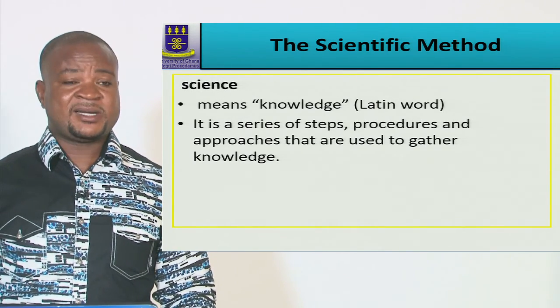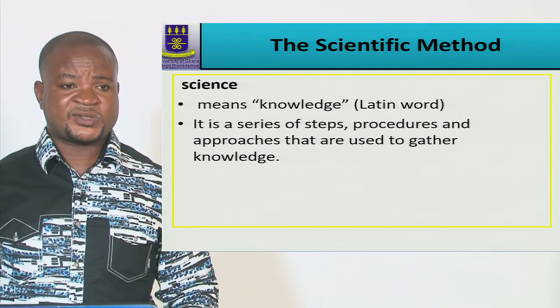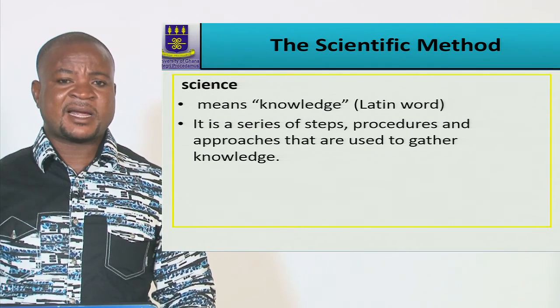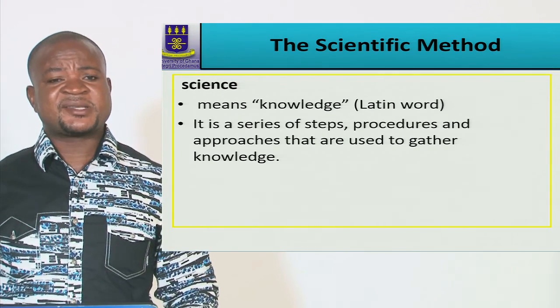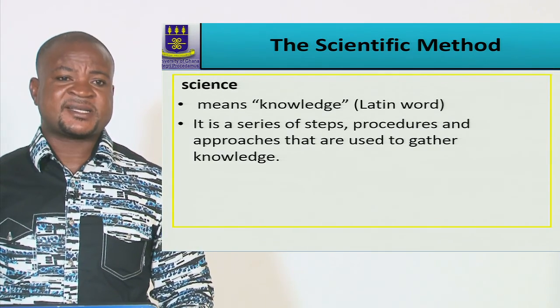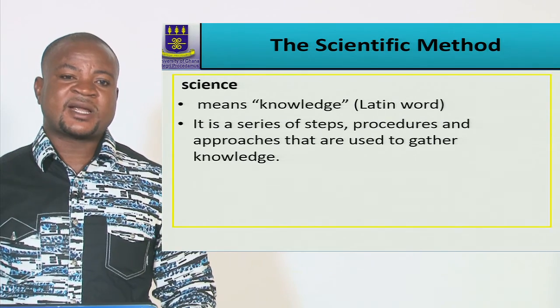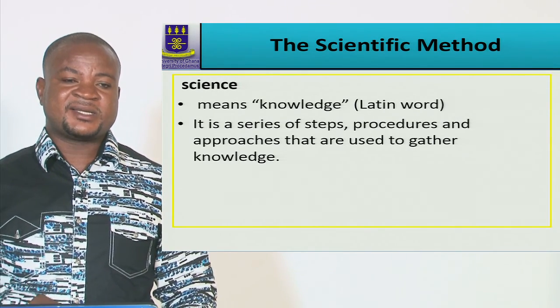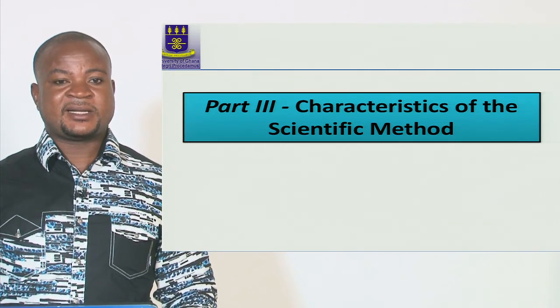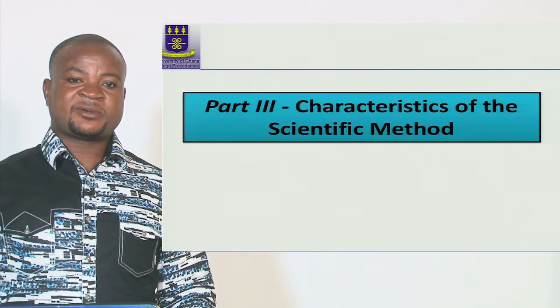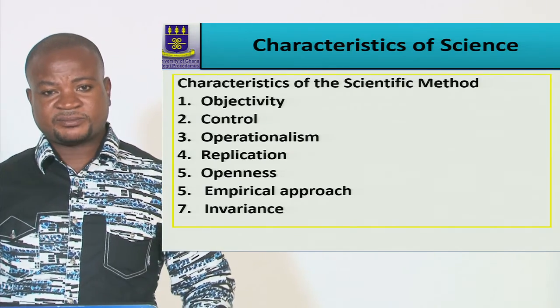So today we'll learn a lot about science, the characteristics, the assumptions, and the various steps that are involved in science. And as I said earlier, what makes any discipline a scientific field is not the content, what the subject studies, but rather how they go about studying that. So let's look at the characteristics of the scientific method.